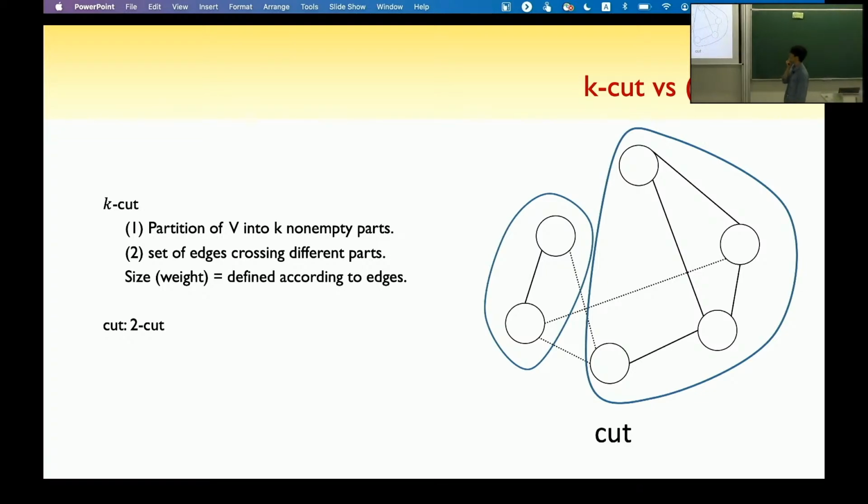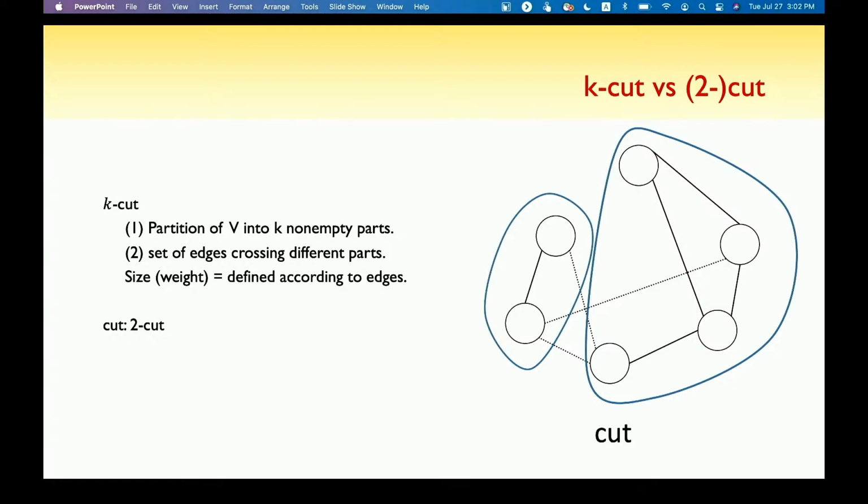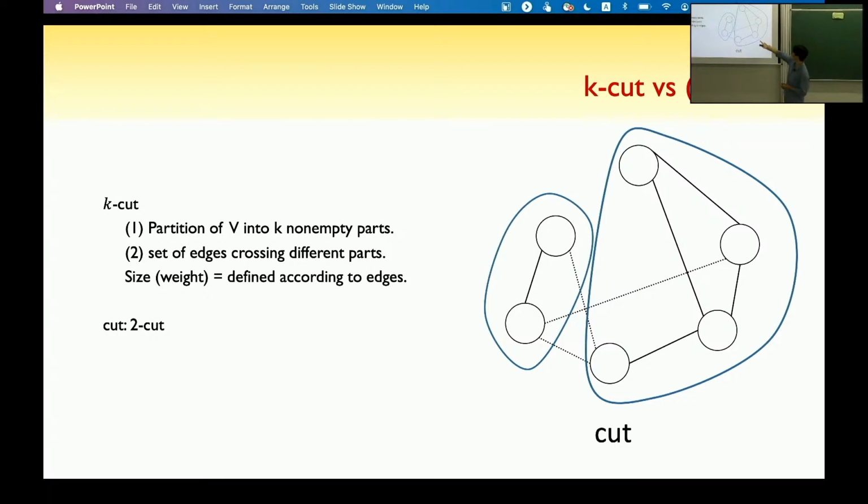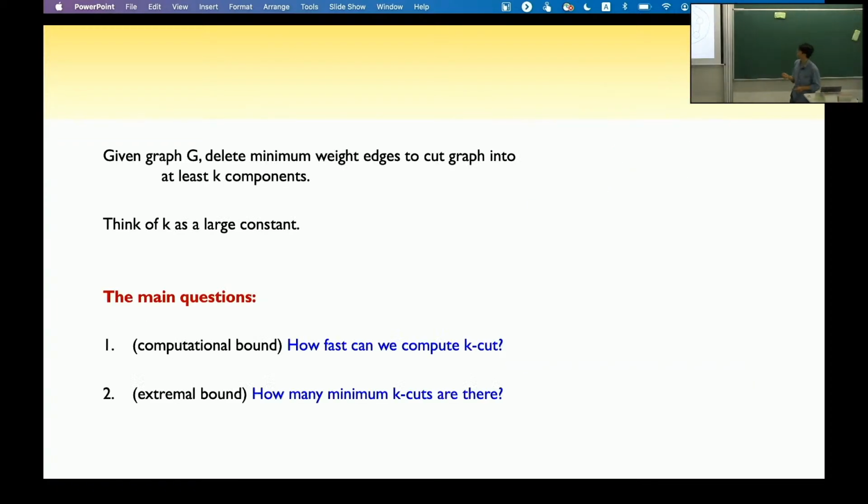Just to clarify the notation. Whenever I say k-cut, I will mean two things interchangeably. The first is a partition of the vertex set into k non-empty parts. Secondly, I also mean the set of edges crossing different parts, just like the usual mathematical notion. But whenever I say the size of a cut, I will always count the number of edges. And whenever I say cut without a number, I will usually mean the 2-cut: a partition of the vertex set into 2 parts, and also the set of edges crossing different parts.